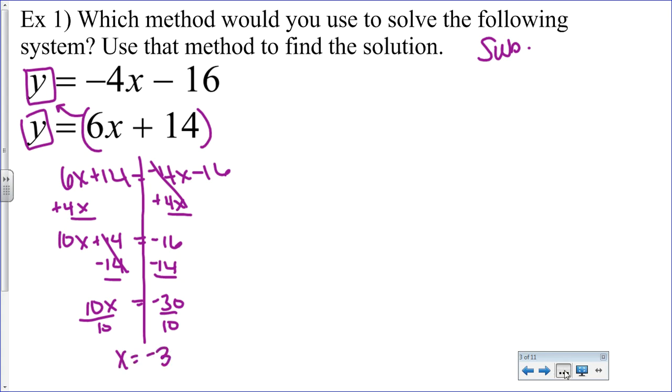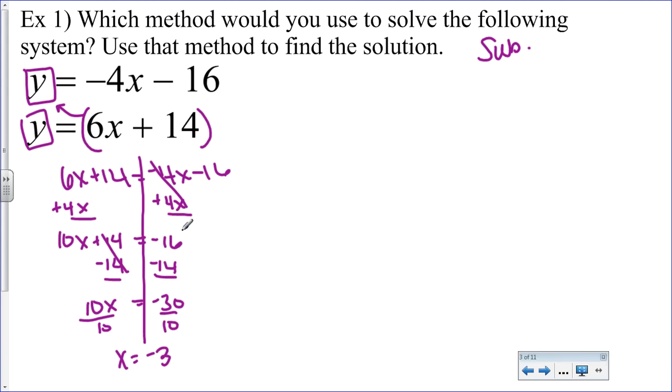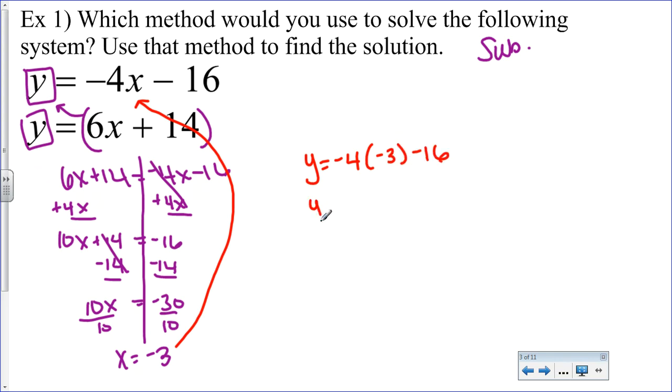Okay, like always, we need to take this and plug it back in because we have to have an x and y in our answer. So since this is x equals, we're going to take this and plug it into one of our x's up here. So I'm going to do y equals negative 4 times negative 3 minus 16. And negative 4 times negative 3 is positive 12. And positive 12 minus 16 is negative 4. So my solution should be negative 3, negative 4.